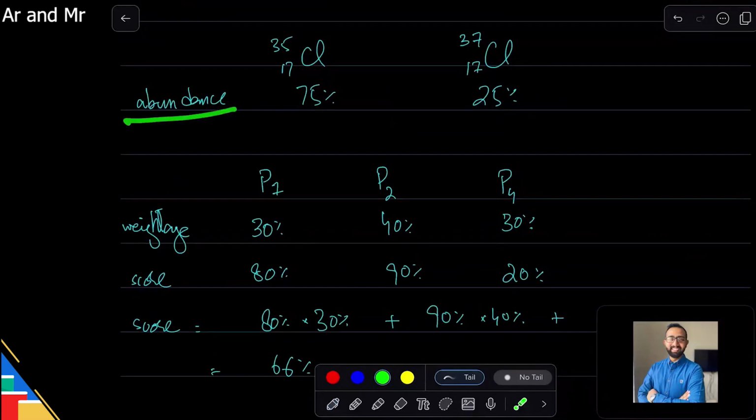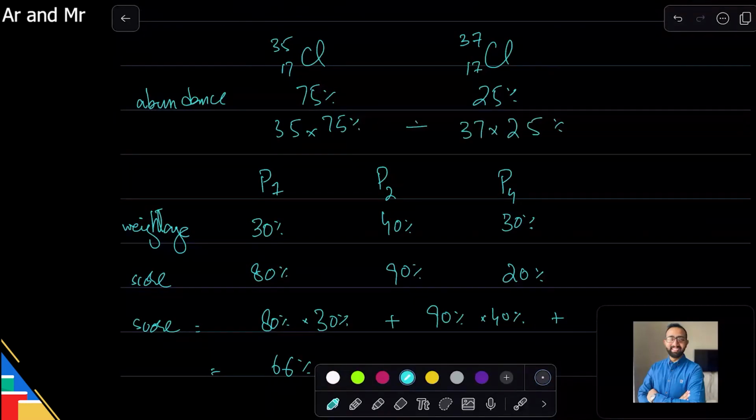We take the abundance, which is like weightage, and then we multiply it by the mass, which is kind of like the score, that is, what is the mass of this isotope. And we take that 35 and we multiply it with 75%, and we take 37 and we multiply by 25% and then add them both. And there you go. If you don't have percentage, let's say you have ratios, so you divide by the total ratios.